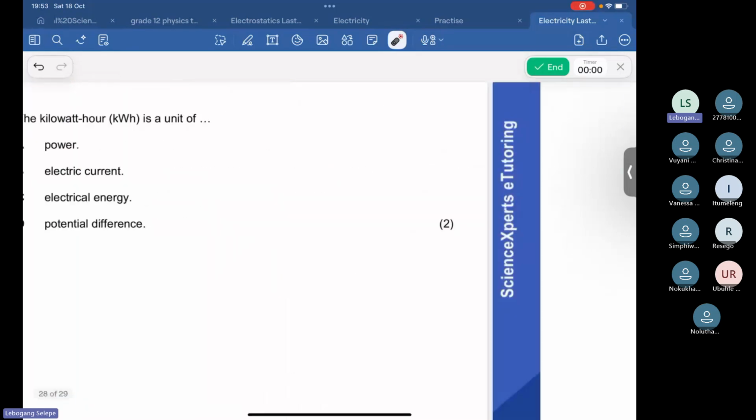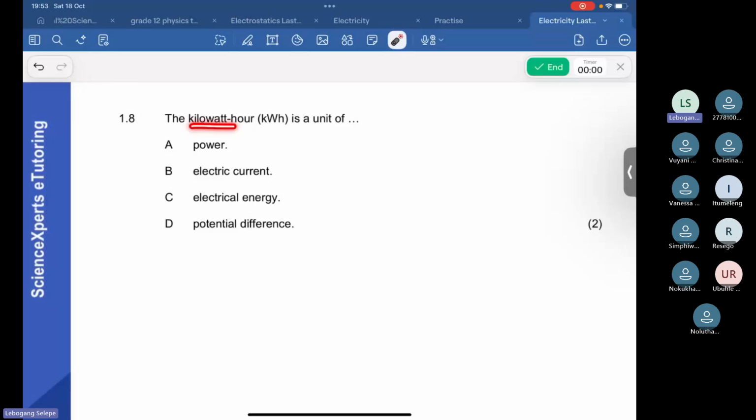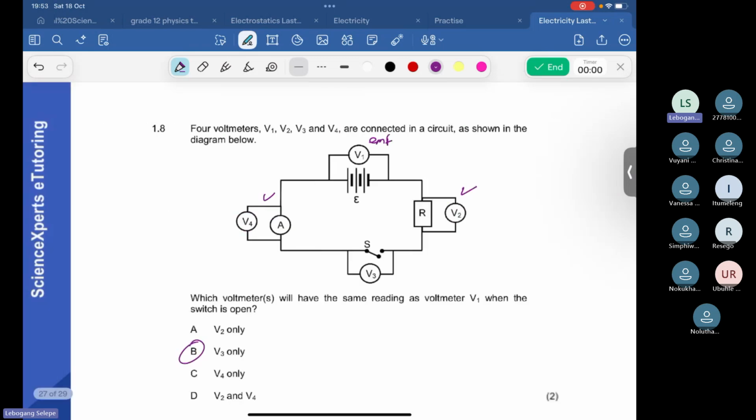Okay, this one is cost of electricity. Kilowatt hour is a unit for electrical cost, but then it has to be energy, right? This is electrical energy. We will talk more about it when we do cost of electricity.